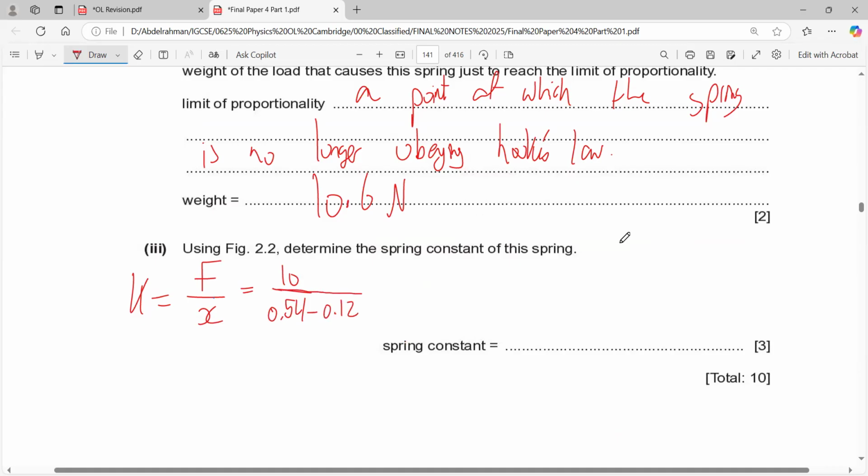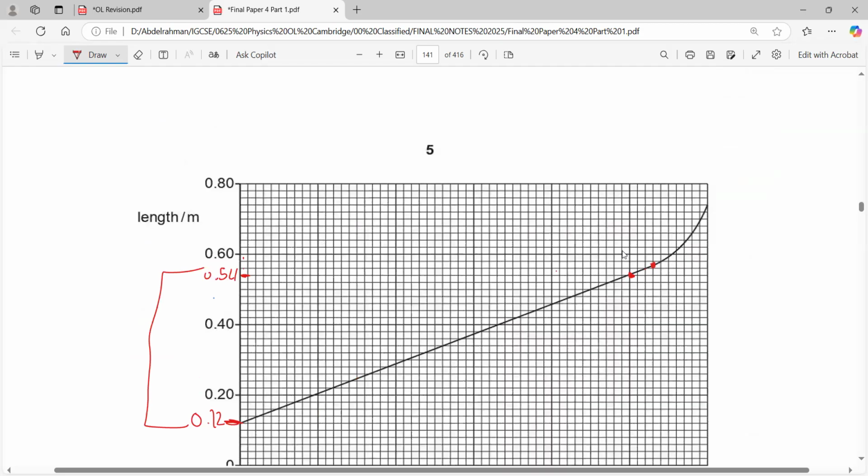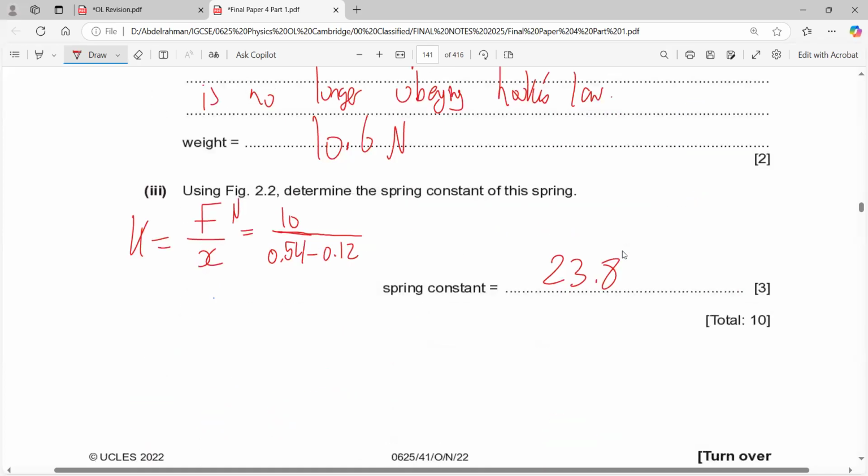Let's calculate it quickly: 10 divided by the extension. It would be 23.8. Do not forget the unit. Is this centimeters or millimeters? This is meters. So 23.8 newtons per meter. Easy. I hope it's easier.